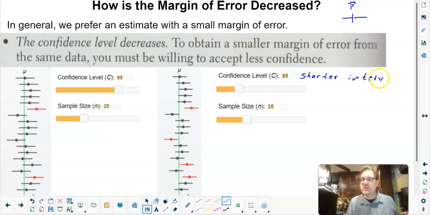Shorter intervals. When you compare the lengths of the intervals over here at 85% to the lengths at 95% for the same sample size from the same population, notice what's going on is these legs are now shorter. The margin of error got cut down. When we decrease the confidence level, we have less margin of error.